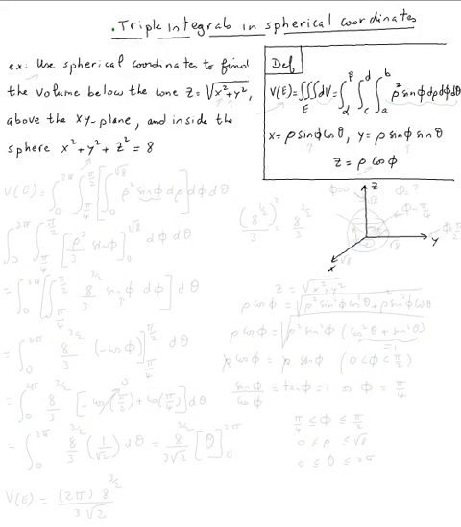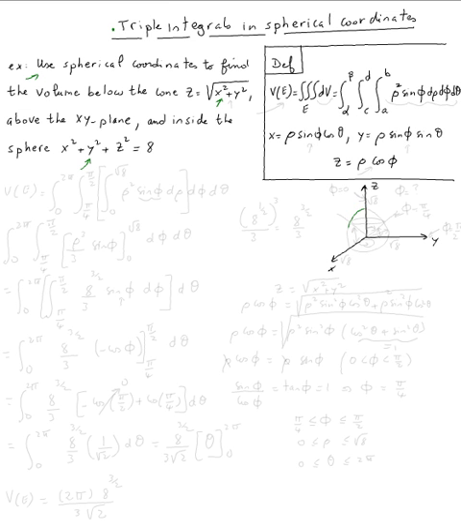The topic is triple integrals in spherical coordinates. So let's do this example. Use spherical coordinates to find the volume below the cone z equals square root of x squared plus y squared, above the xy plane, and inside the sphere x squared plus y squared plus z squared equals 8.